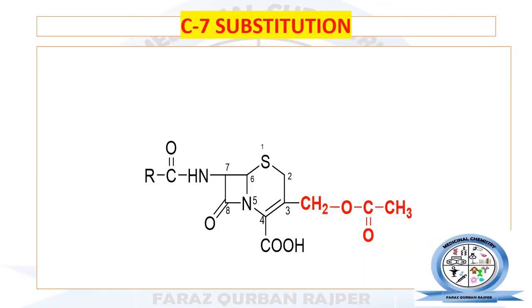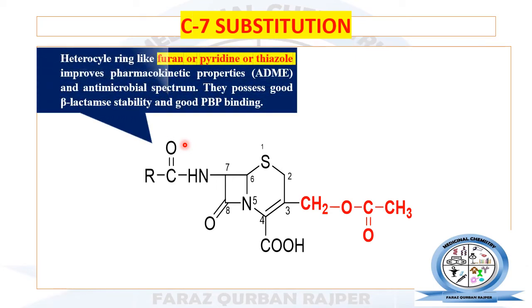stable derivative. C7 substitution. We can substitute the C7 position acyl amino side chain of cephalosporin with a different type of heterocyclic ring, other functional group, and those derivatives will have the good pharmacokinetic properties, means they can be stable for the oral formulation, and they can have the good stability against the beta lactamase, means they have the resistance toward the beta lactamase enzyme due to the presence of certain bulky functional group, or what we say steric shield.